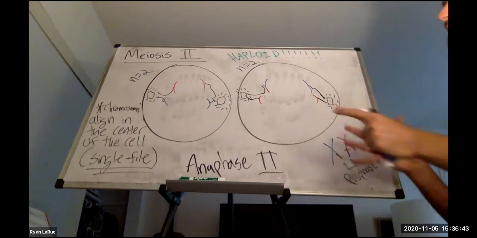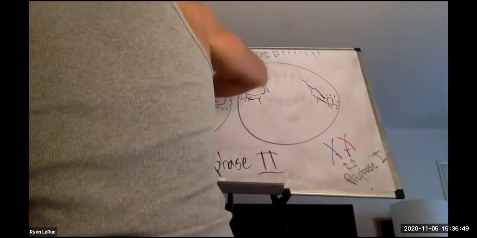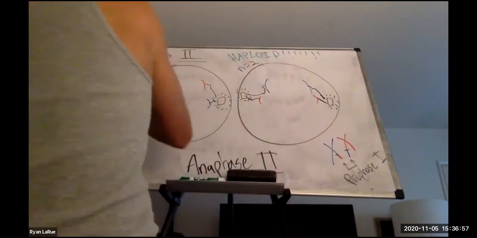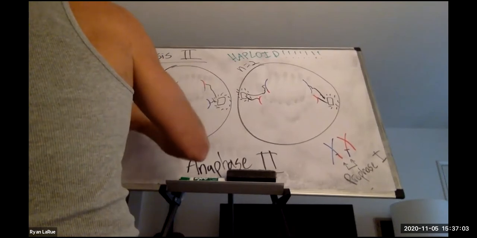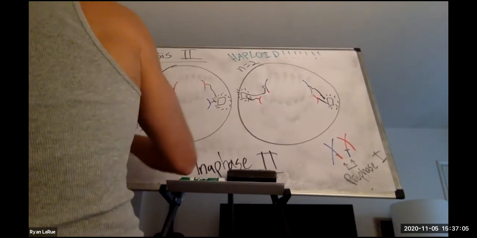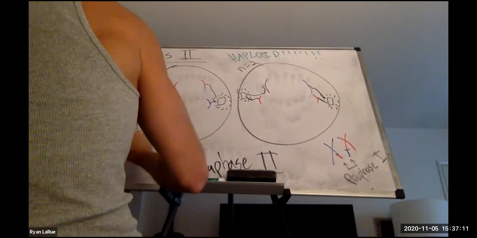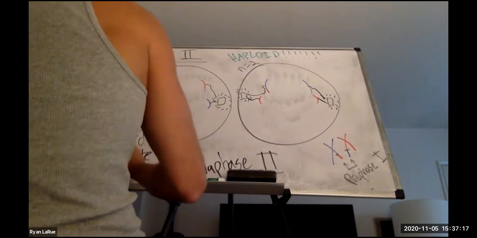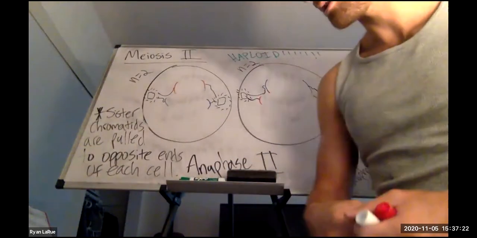Okay, back to anaphase two. So that was some good review though, for sure. Especially because you have your exam next class. So during anaphase two, sister chromatids are pulled by the spindle fibers to opposite ends of each cell. We're still with two cells, right? Get out of your way there, sorry.